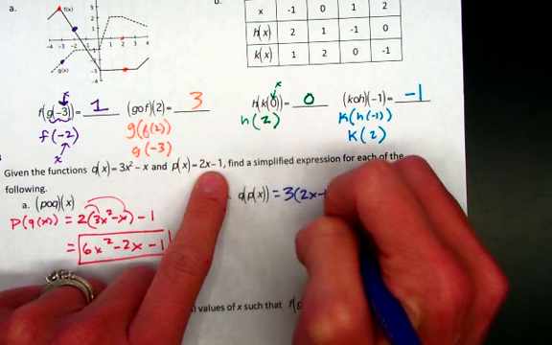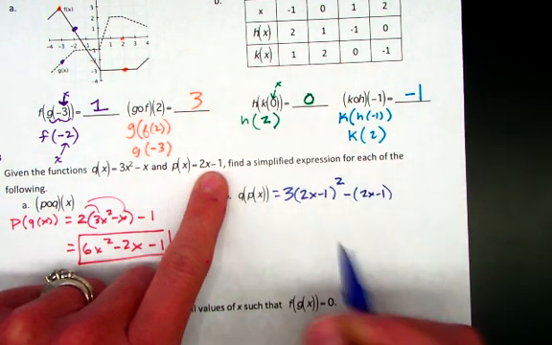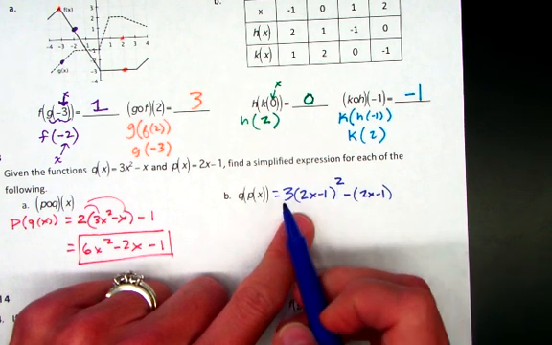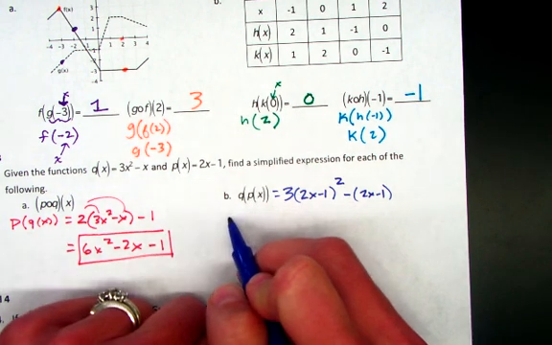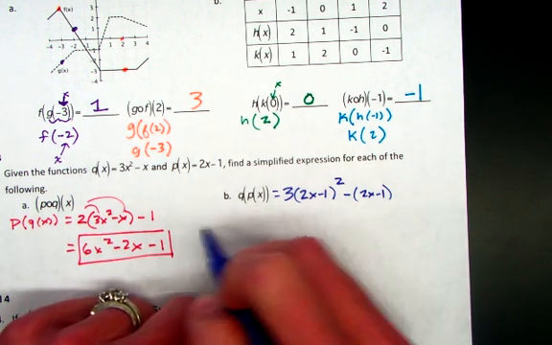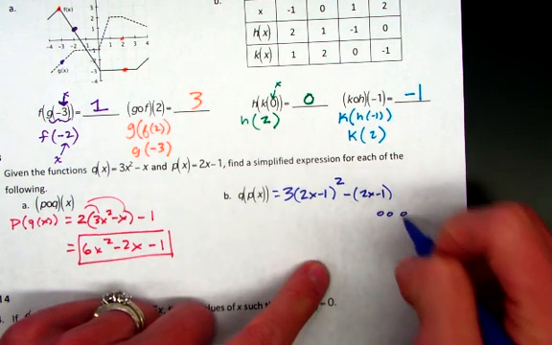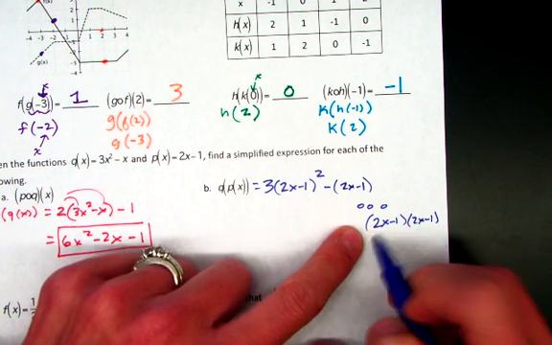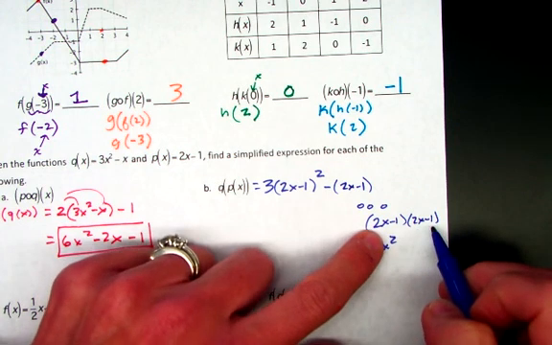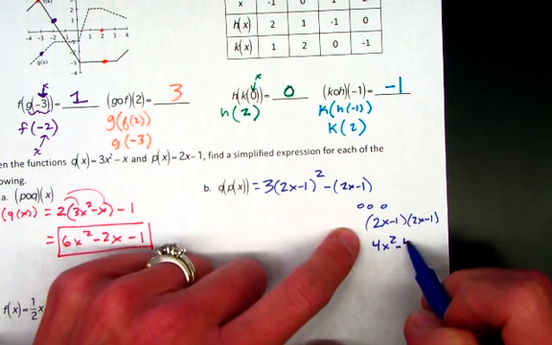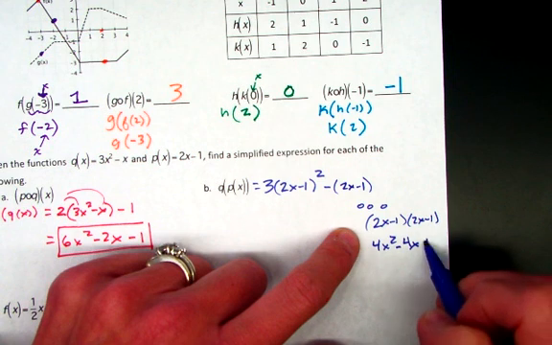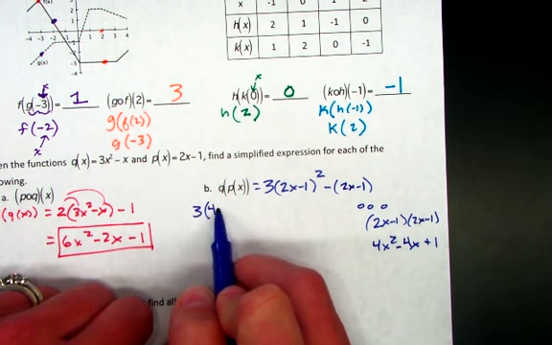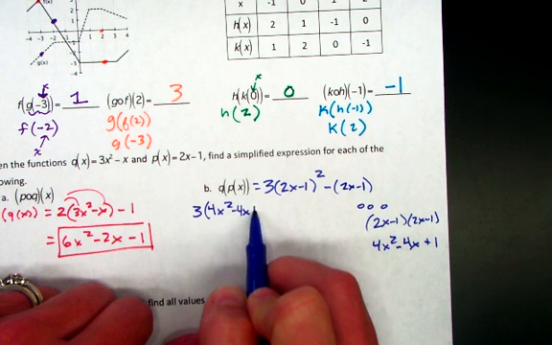It's 2x minus 1. Now you have to be especially careful here because we need to multiply this binomial before we multiply by 3. So on a side note, we'll just put it over here, this is really 2x minus 1 times 2x minus 1. So I get 4x squared, I get minus 2x, which is minus 4x, and then negative 1 times negative 1 is positive 1.